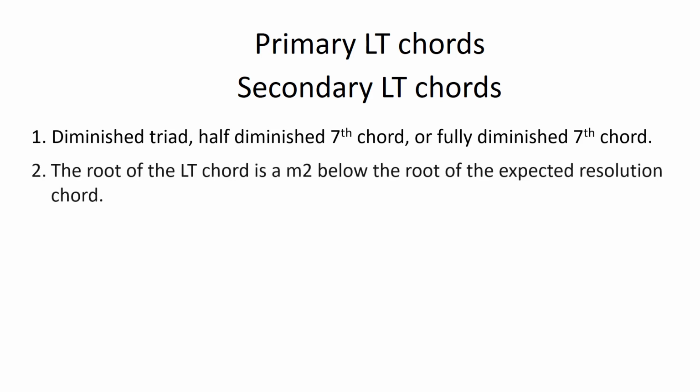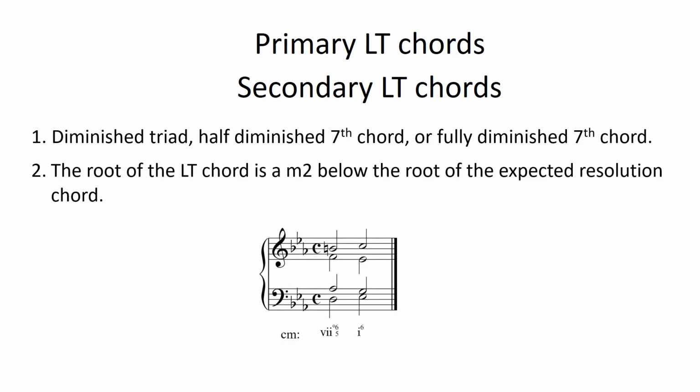And the chordal root of the leading tone chord will likely be a minor second below the chordal root of the likely destination chord. For example, look at the primary, the diatonic example below in the key of C minor. The leading tone chord is a fully diminished seventh chord in first inversion. The chordal root is the B natural and resolves to a chord whose root is a minor second above B, which would be C.